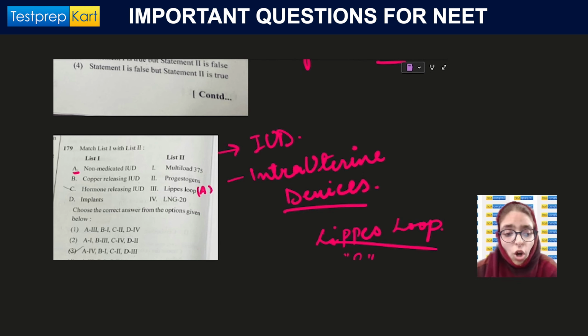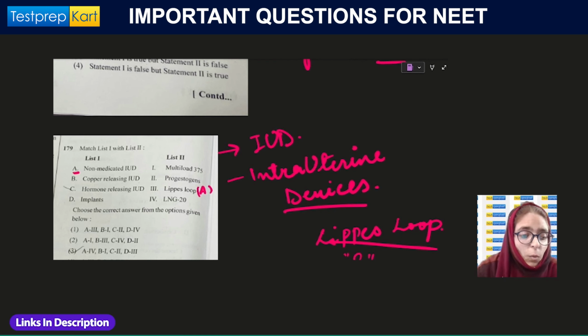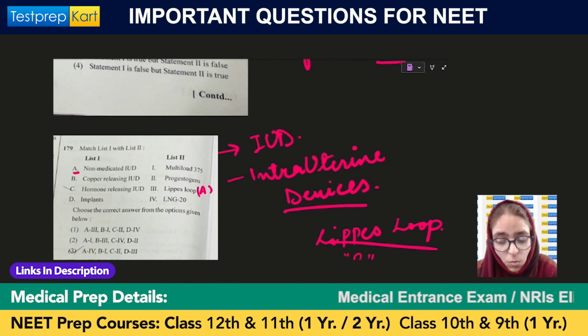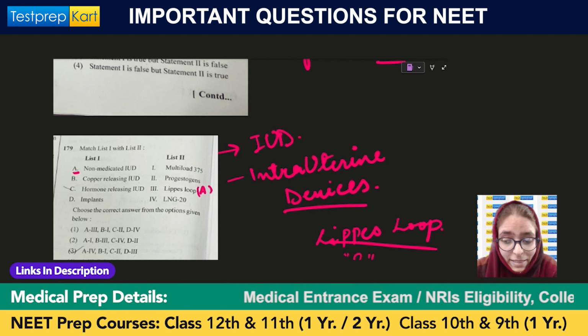Next one is copper releasing IUDs. The main purpose of the copper ions in copper releasing IUDs is to destroy the male reproductive cells. Now we have to give the example. Which one is the correct copper releasing IUD? So for B, the correct match will be multiload 375. It is one of the examples of a copper releasing IUD.